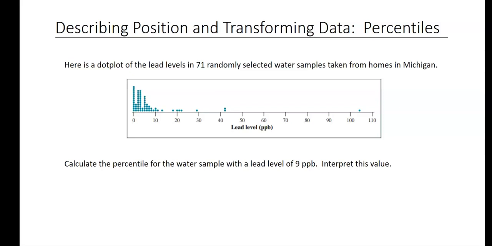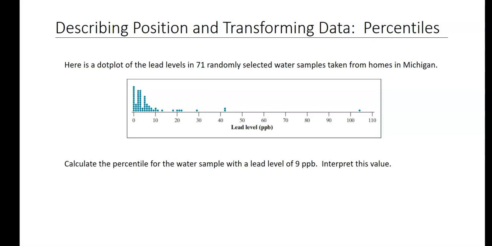Oh, it's true. Here's a dot plot of 71 randomly selected water samples taken from homes in Michigan. Calculate the percentile for the water sample with a lead level of 9 ppb. Interpret this value in the context of the problem. So for percentile, you're going to want to count. I would count the ones above 9. There's 2 at 10, there's 1 at 11. So 1, 2, 3, 4, 5, 6, 7, 8, 9, 10, 11. I count 11 of the 71.